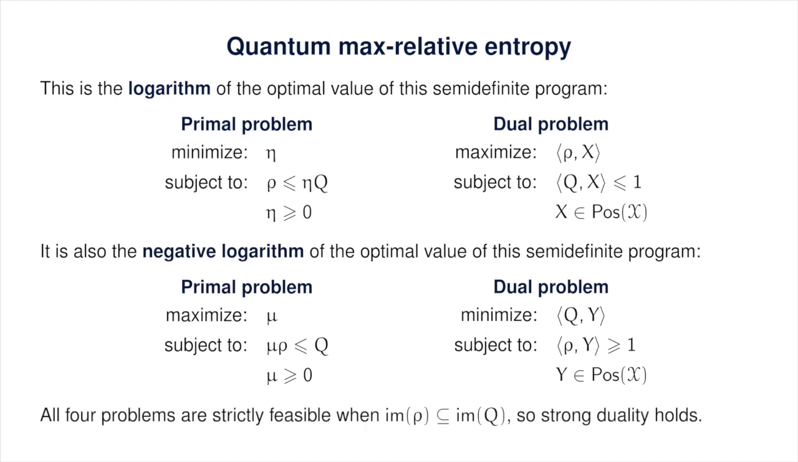Notice that all four of these problems are strictly feasible in the case that the image of ρ is contained in the image of q, and so strong duality follows from Slater's theorem for both semi-definite programs. If the image of ρ is not contained in the image of q, then we still have strong duality. We can just examine that the primal and dual optimal values agree in these cases, positive infinity in the first semi-definite program and 0 in the second.